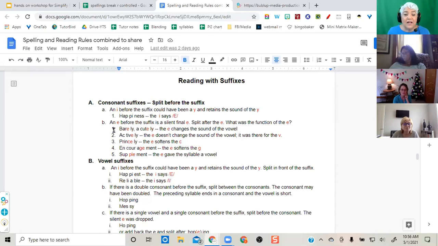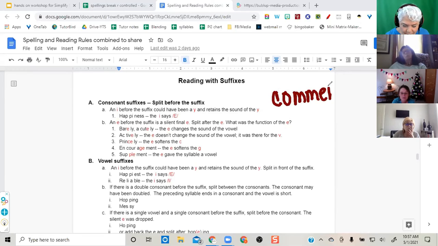If there's an E in front of a consonant suffix, that's a silent E. Figure out what that E was doing. And I will tell you that there's an assessment that has, I think it's this word. On the assessment. Did I spell it correctly? Okay. And I get so many kids that come to it and they'll say common cement. Common cement? Looks right, common cement.